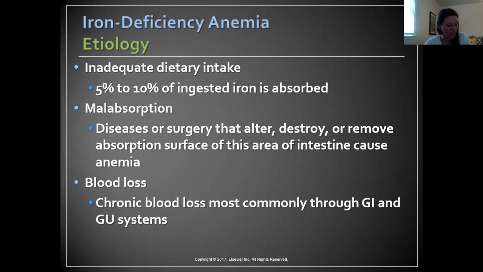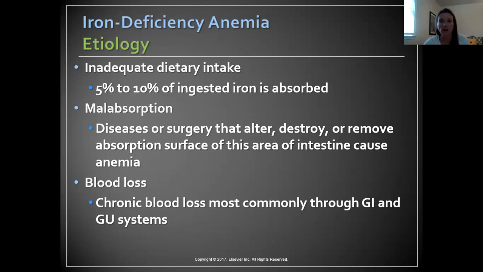Iron absorption occurs in the duodenum, so malabsorption syndromes may involve diseases of the duodenum in which the absorption surface is altered or destroyed, which can occur after certain types of GI surgeries, such as the removal or bypass of the duodenum.